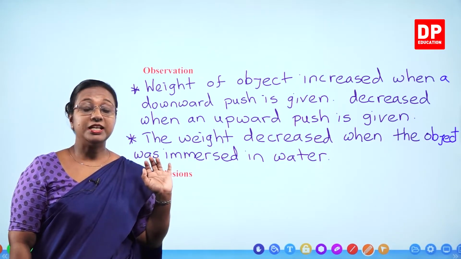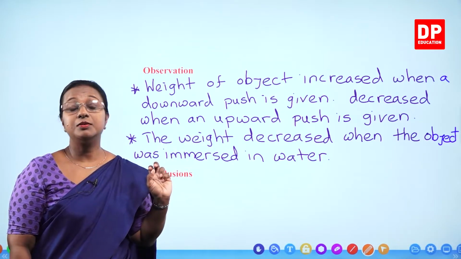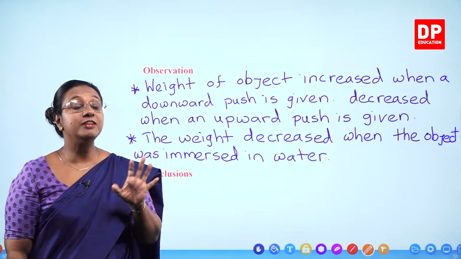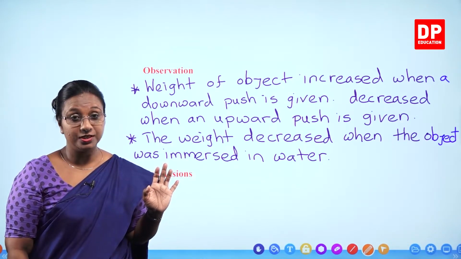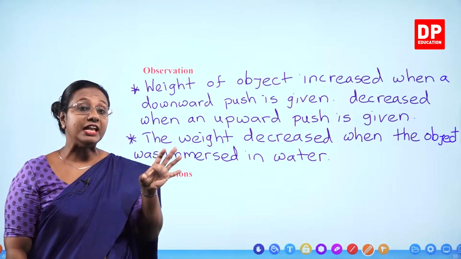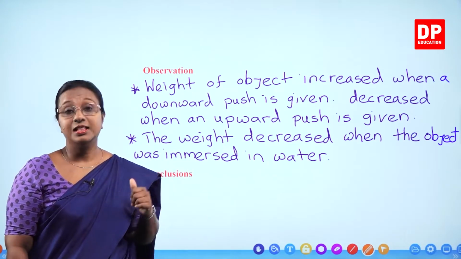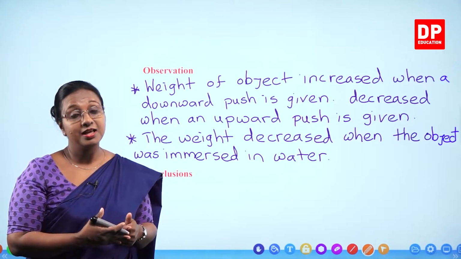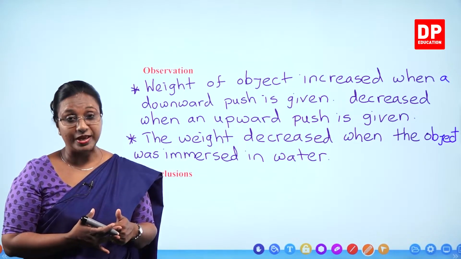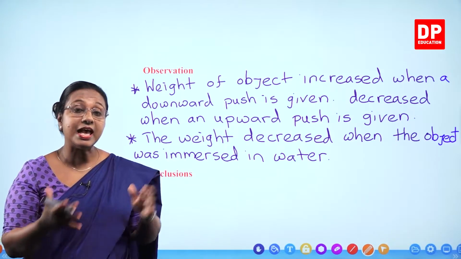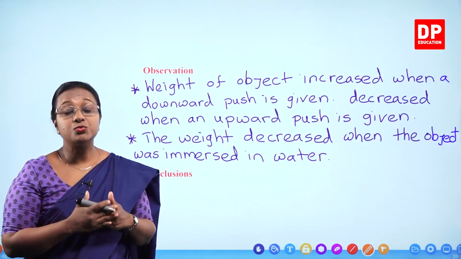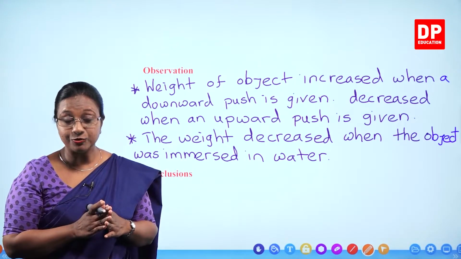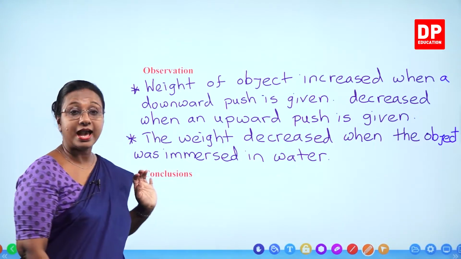The weight of object in air, it was 2.5 Newton. But when we immersed it in water, it was 1.9 Newton. So what happened there? The weight looked less than the weight in air, or it appeared to be lighter than in air. That is what I called as apparent weight. So apparent weight is lesser than the real weight. Why? Because water exerts an upward thrust. So that is the conclusion that we can get from this activity.